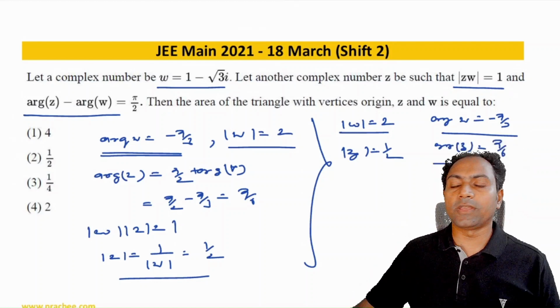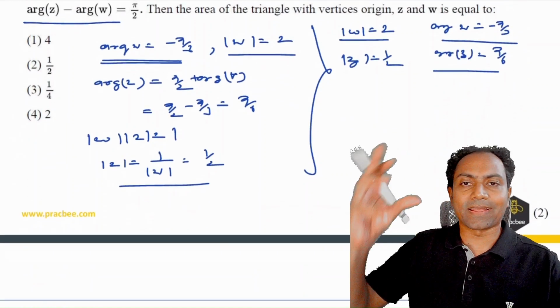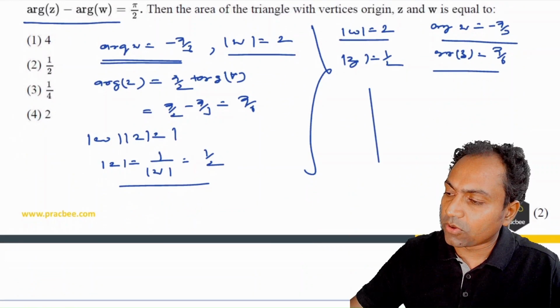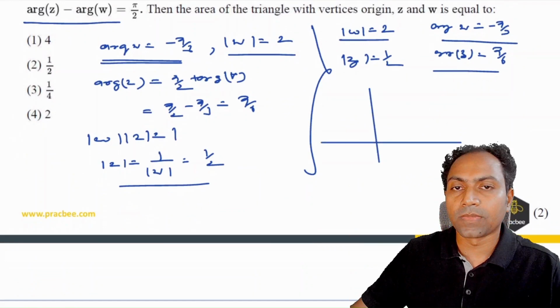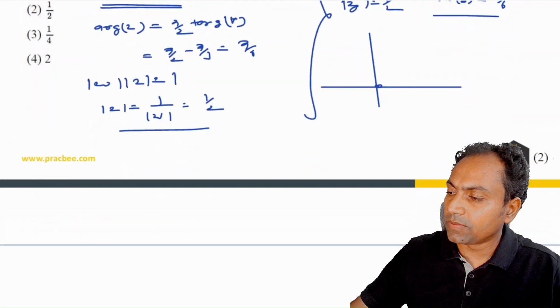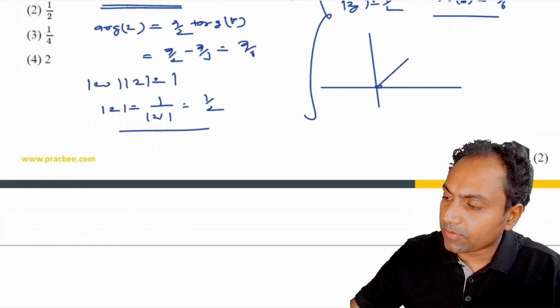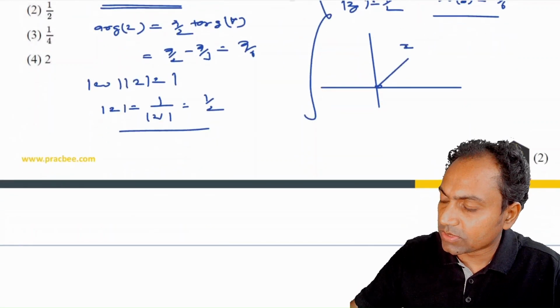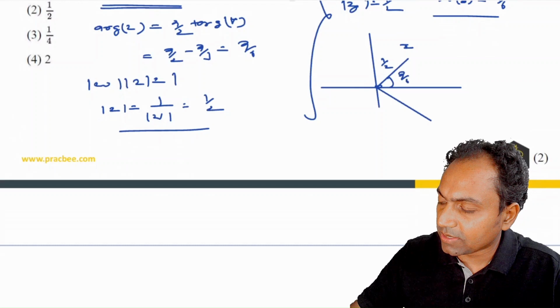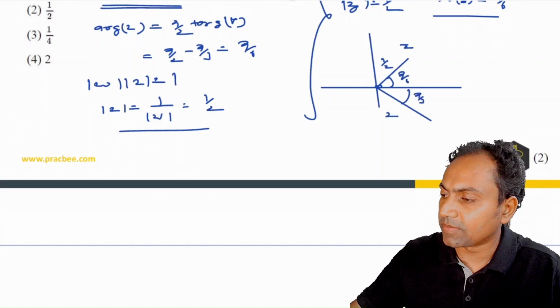Now after this information they are talking about a triangle. If I draw an Argand plane, this is how it looks. One point is origin and then another point is z. So if I draw z, it is going to be somewhere like this. The distance from origin is 1/2, this angle is pi/6. And if I talk about w, it is in the fourth quadrant, where this distance is 2 and this angle is pi/3.